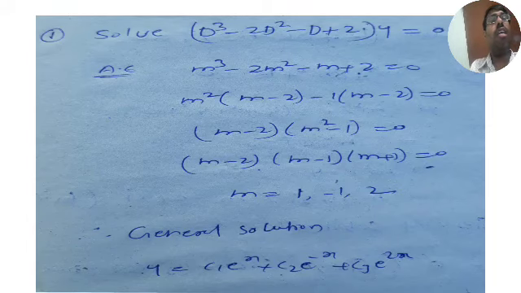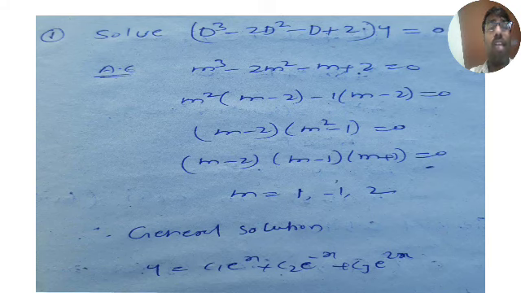So this is the first problem we covered: D cube minus 2D square minus D plus 2 of y is equal to 0. We wrote the auxiliary equation, we took common factors, then we got 3 real and different roots, 1, minus 1, 2. Therefore the general solution is c1 into e power of x plus c2 into e power of minus x plus c3 into e power of 2x. So this is my first problem. Let us quickly go to the next problem.